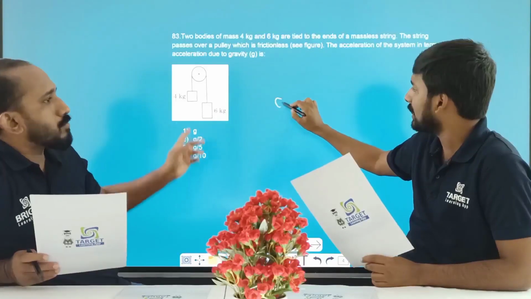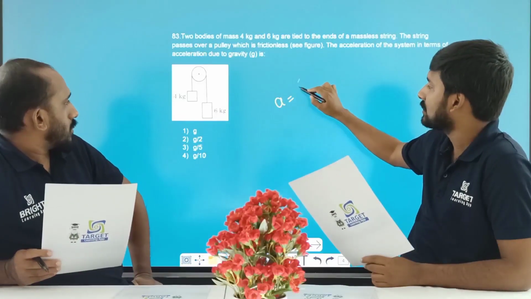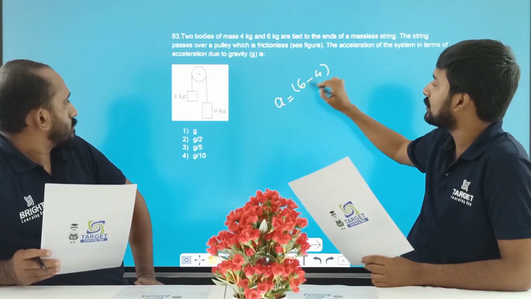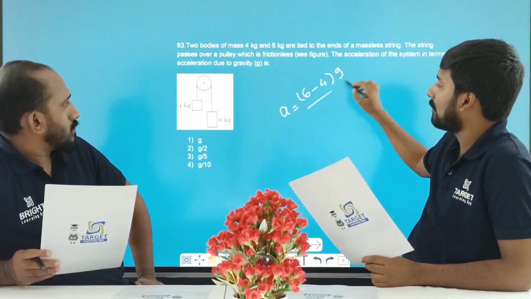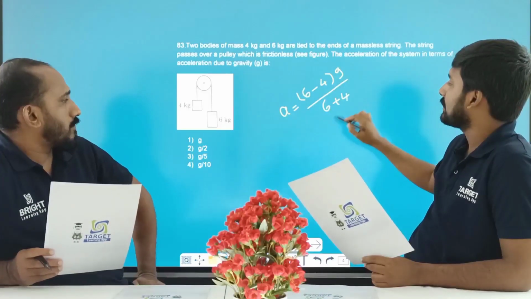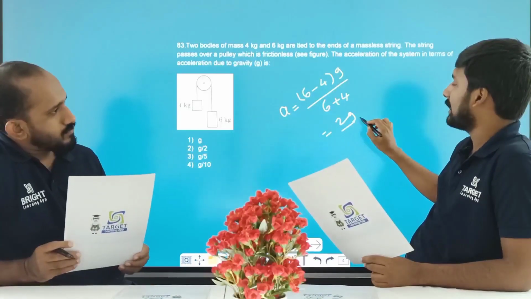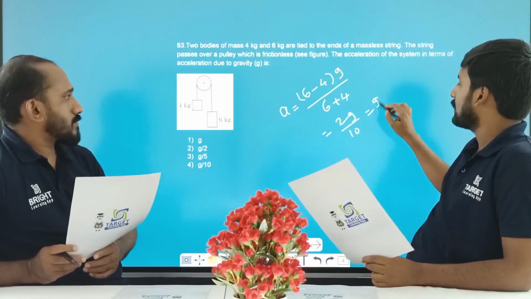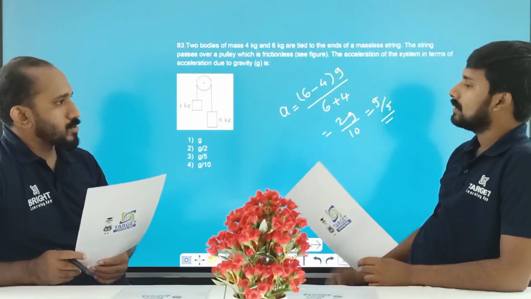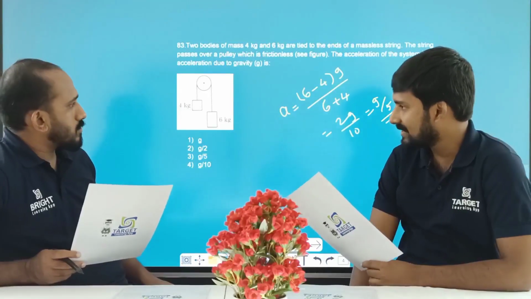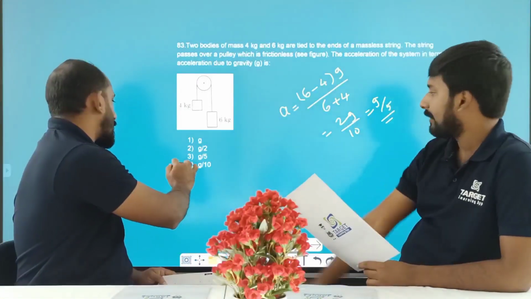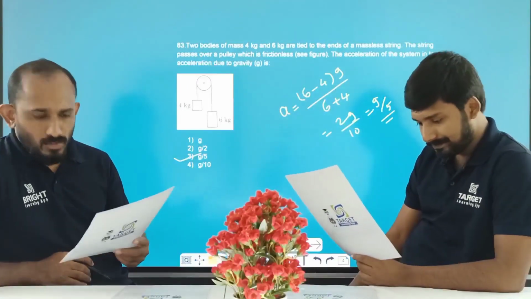It's vertical connected bodies. A is equal to change in mass into G divided by total mass: 6 minus 4 into G, divided by 6 plus 4. We have A is equal to 2G by 10, that is G by 5. So the answer is (M1 minus M2) by (M1 plus M2) into G, for vertical connected bodies. G by 5, option 3 is the right answer.